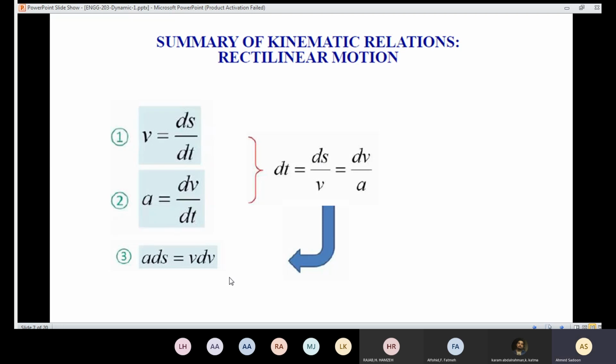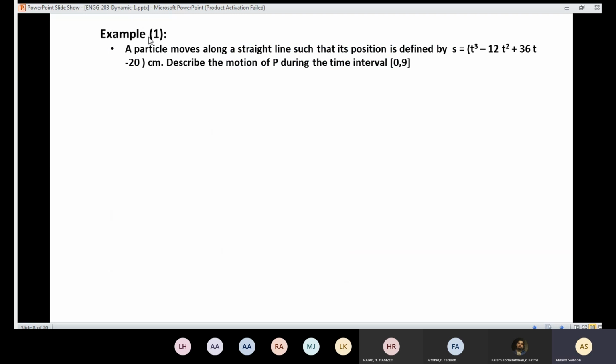So now let's solve examples so that we can apply what we have discussed here. In example 1, we have a particle that moves along a straight line. That means I can use the rectilinear equations that we have discussed right now. And they say that the position of that particle is going to be defined by this equation.